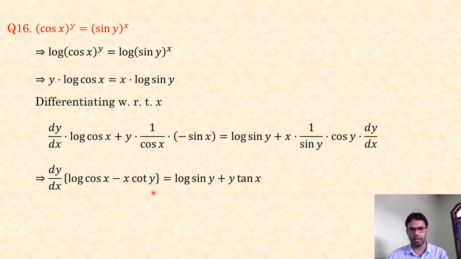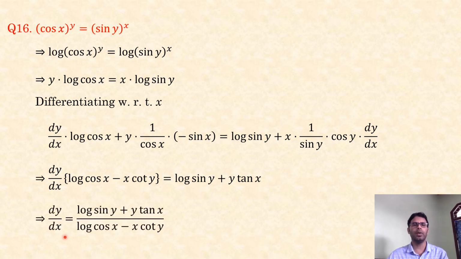Now just take the division here, cross product. So dy/dx is equal to (log sin y + y tan x) divided by (log cos x - x cot y), and that is the solution for the problem.